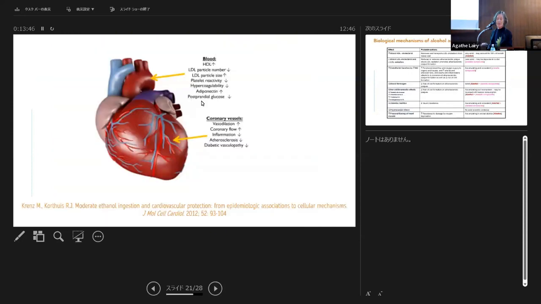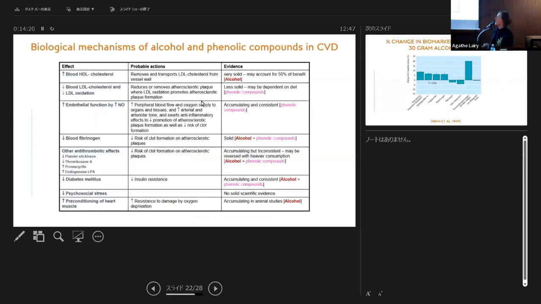consumption. And we can show here the effects on blood, this is again a summary slide. You all have seen this data this morning already, but I'm just reiterating the effect on the blood itself, in particular with respect to cholesterol parameters, but also on the cardiovascular coronary vessels with respect to vasodilation, coronary flow, inflammation, which is key as we find out, atherosclerosis, and with respect to diabetes.